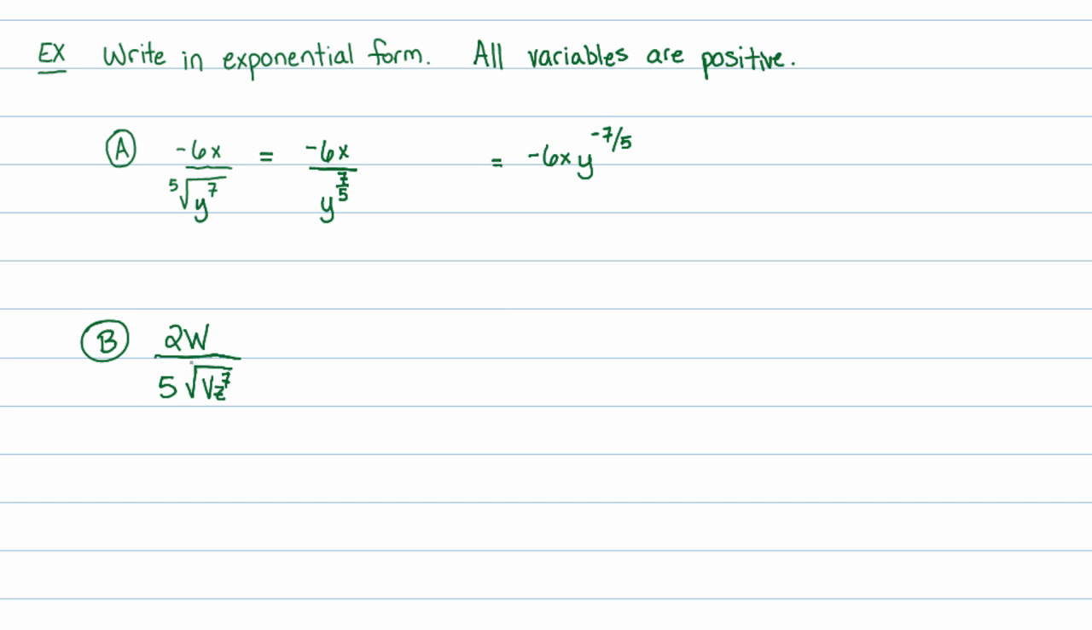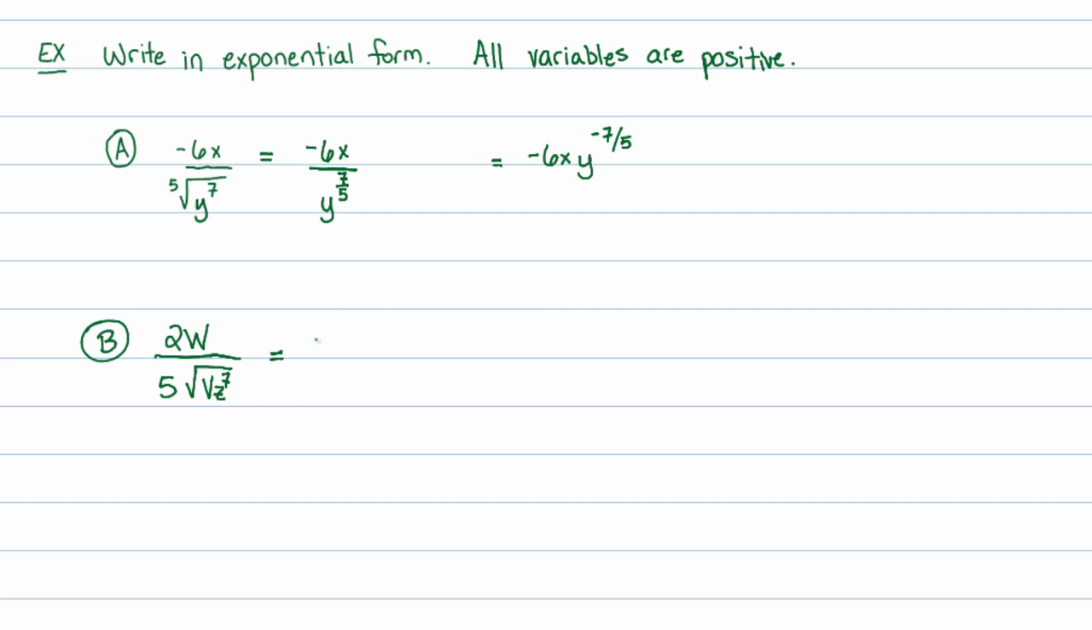This next example is kind of a weird looking example. You have 2w being divided by 5 times the square root of capital V times z to the 7th power. My handwriting's a little bit bad in here, so I apologize. And all I want to do is rewrite this in exponential notation.